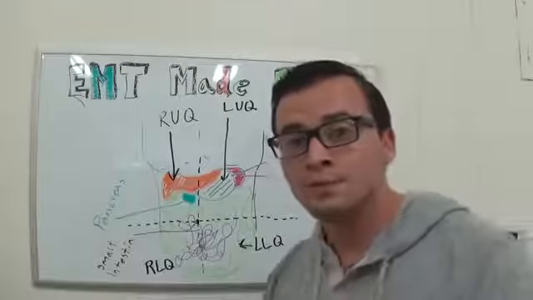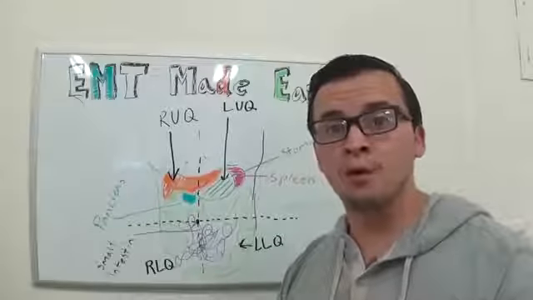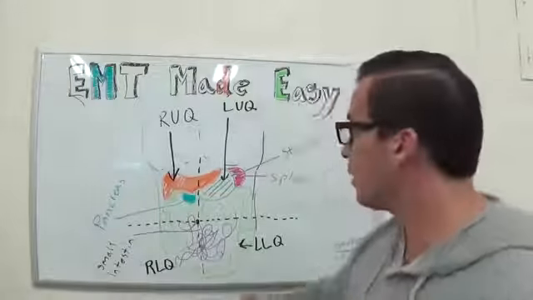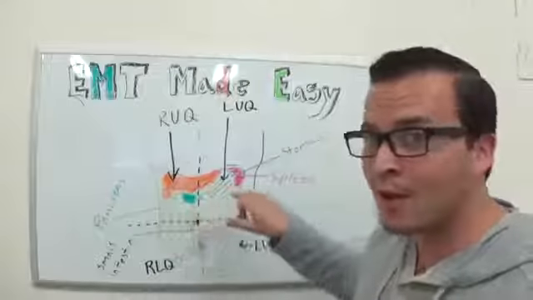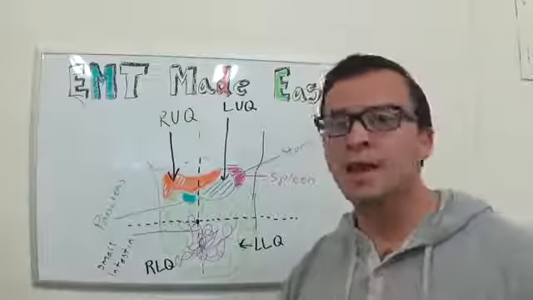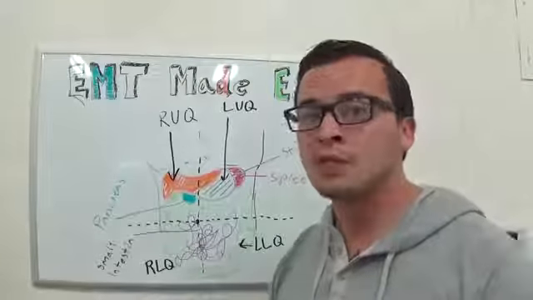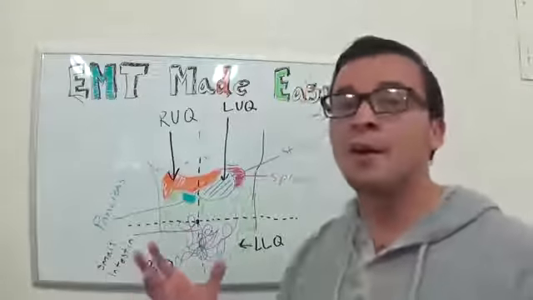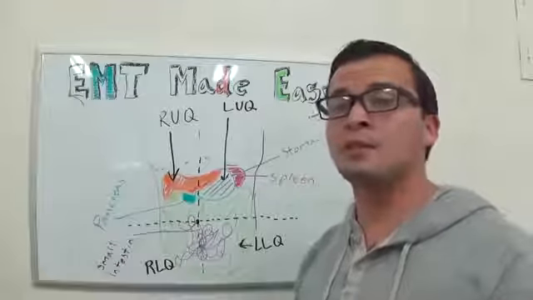So all of your solid organs for the most part are going to be found in your right upper quadrant and left upper quadrant. If you know that by looking at the patient, the mechanism of injury, where the bruising is, you have a better idea of how bad this is going to be.